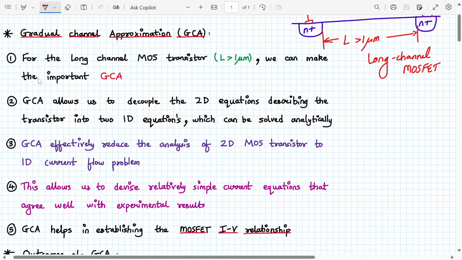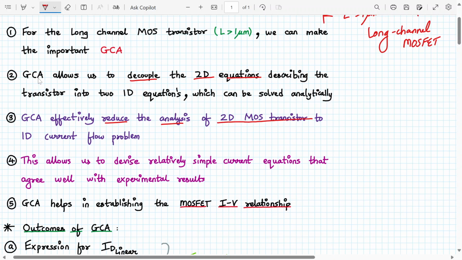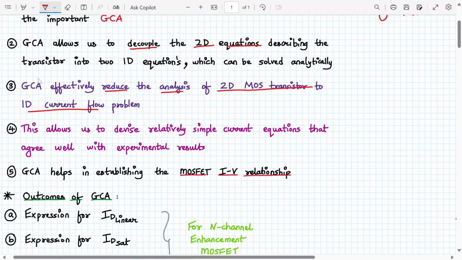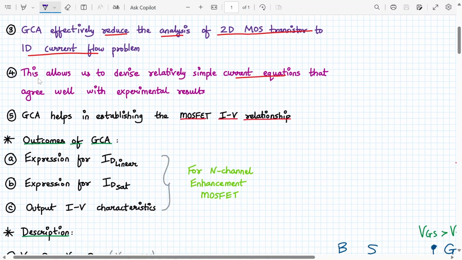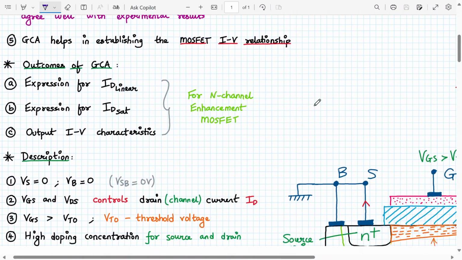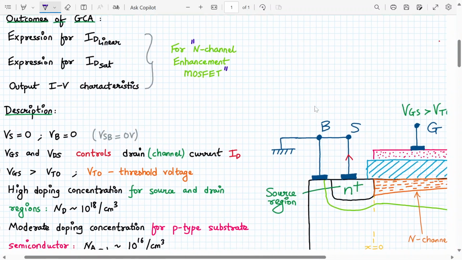GCA will allow us to decouple the 2D equations describing the transistor into two 1D equations which can be solved analytically. You remember in mathematics 2D equations are really difficult to solve, the derivative, the integration, right? So GCA will allow us to break down the 2D equations into 1D equations. GCA will effectively reduce the analysis of a 2D MOS transistor to a 1D current flow problem. This allows us to derive relatively simple current equations which you can solve using your calculator also, and which are consistent with our experimental results. GCA will also help in establishing the MOSFET IV characteristics. So what will be the outcomes of GCA? The derivation for ID linear, ID sat, and output IV characteristics, and we are going into the context of the N channel enhancement MOSFET. Alright, so can we start finally?